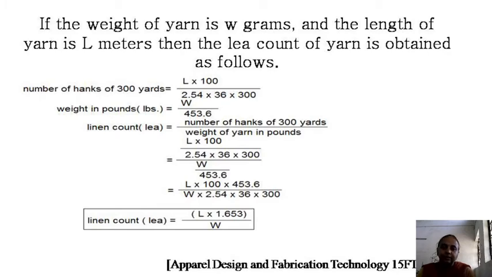So the Lea count, that is Li, is equal to L into 1.653 divided by weight. This is the formula to find out the Lea count of cotton: L into 1.653 divided by weight. This is the formula you have to remember.